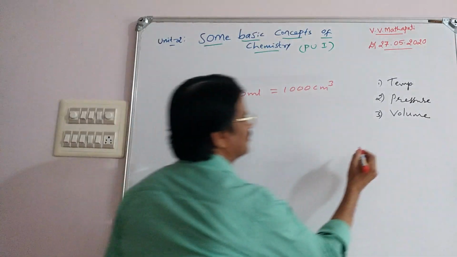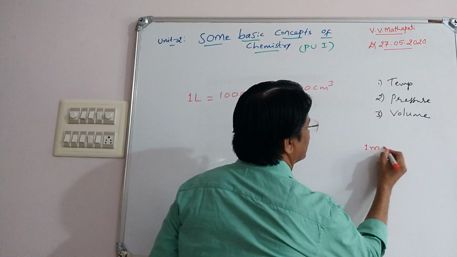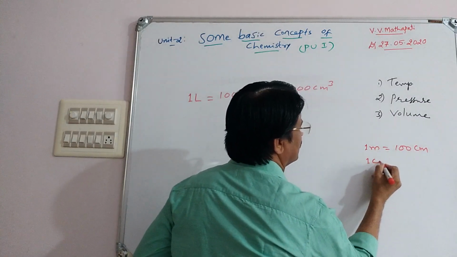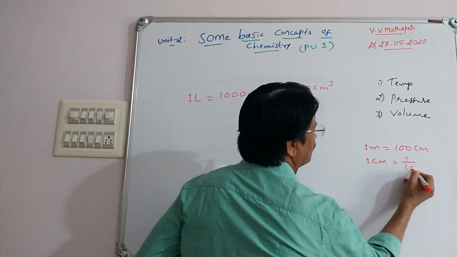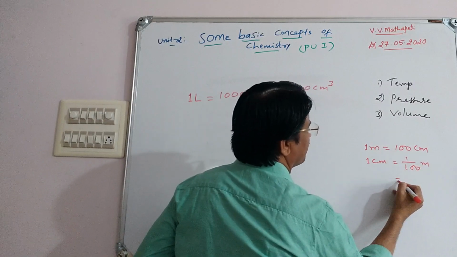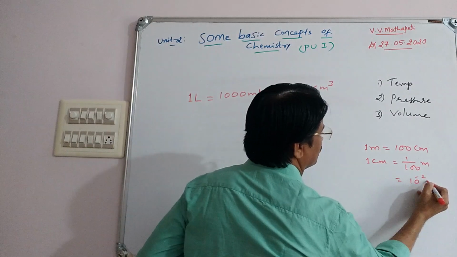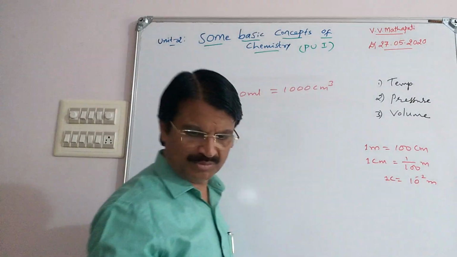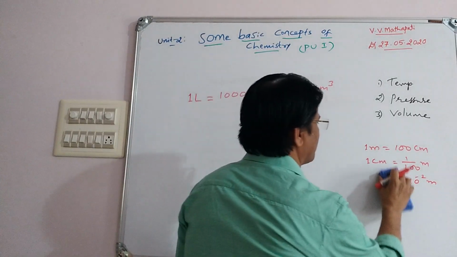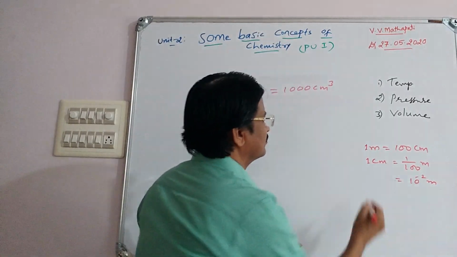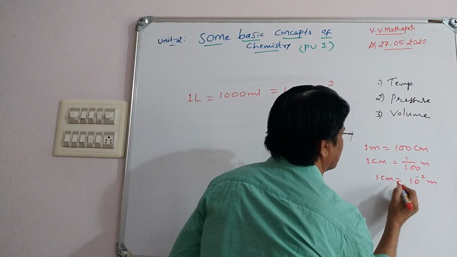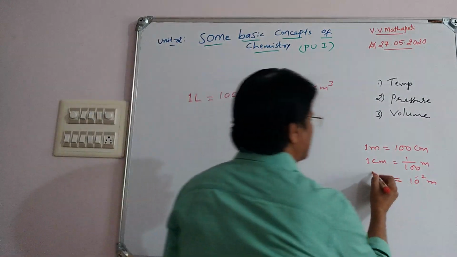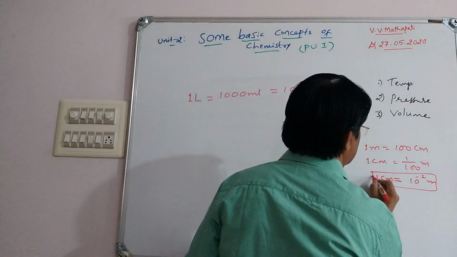Next, 1 meter equals 100 centimeter. 1 centimeter equals 1 by 100 meter, which is 10 raised to minus 2 meter. This is the 1 centimeter value.